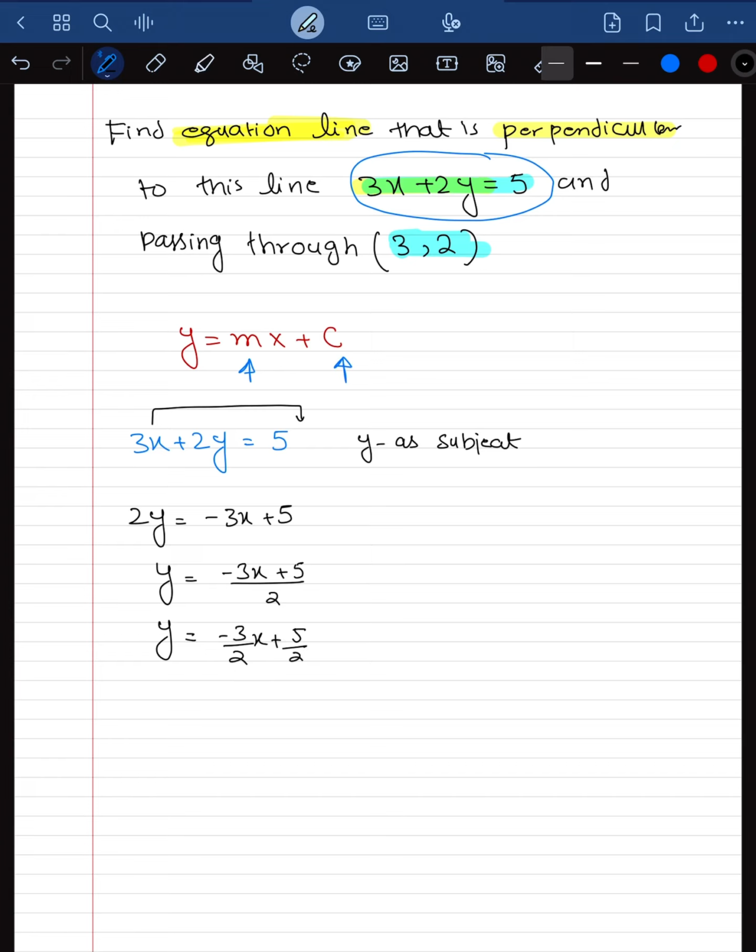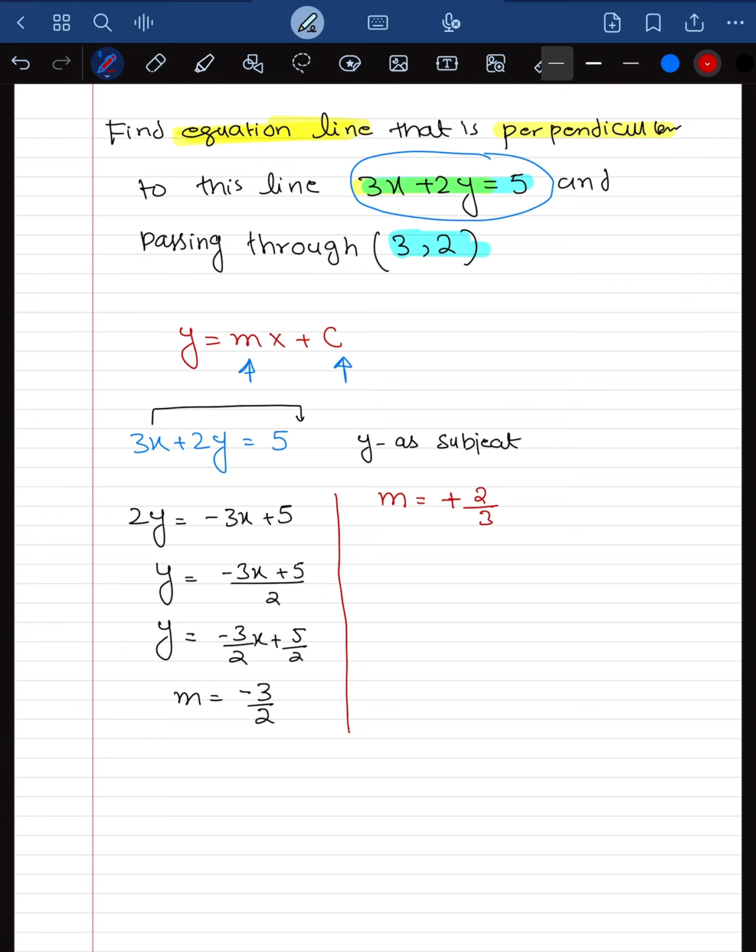Okay, now the slope of this line is m, whatever is written with the x, which is minus 3 over 2. This is the slope of the given line, but our condition said that our new line is perpendicular to this line. So because of the perpendicular, for the new slope we have to take the negative reciprocal. So first of all we need to change the sign, so it will become positive, and it is 3 by 2. Now it will become 2 by 3. So this is the slope of the new line.